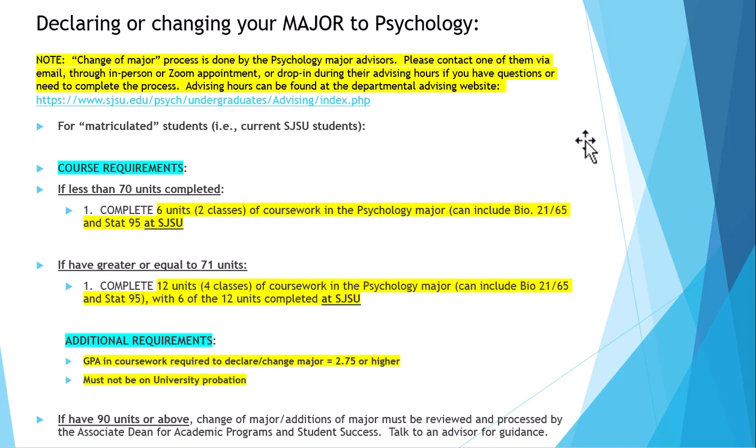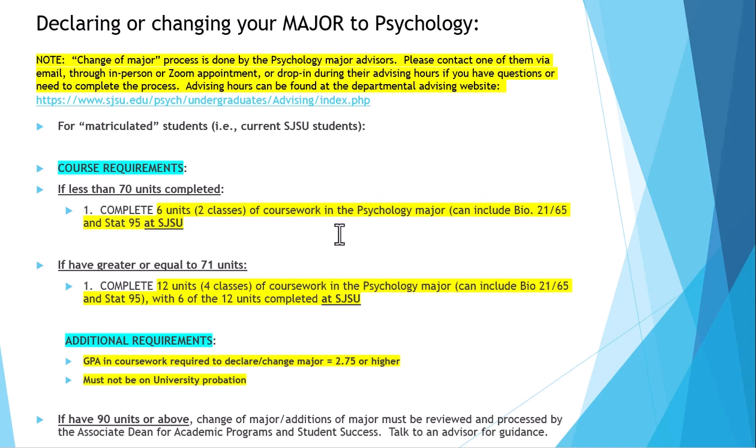Okay. So after you've done the what if report, there are certain course requirements that you need to complete before you can officially declare psychology as your major. The course requirements depend on how many units you've completed so far. If you've completed less than 70 units, then the course requirement to declare your major to psychology is that you need to complete 2 courses in the psychology major. Okay, and those 2 courses have to be taken at San Jose State.